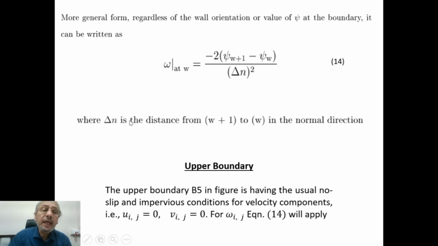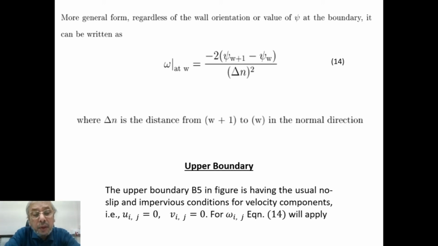So delta n instead of delta y, we are writing delta n. Delta n is the distance from w plus 1 to w in the normal direction. And this is equation 14. And that is how all the bottom wall boundary conditions have been explained.